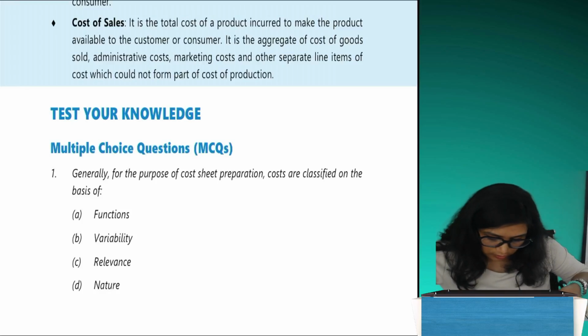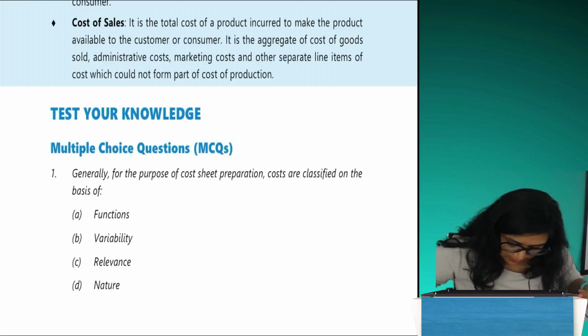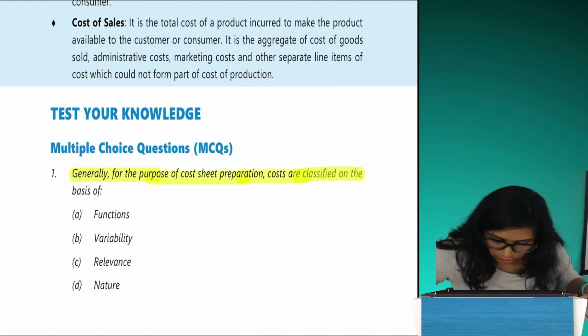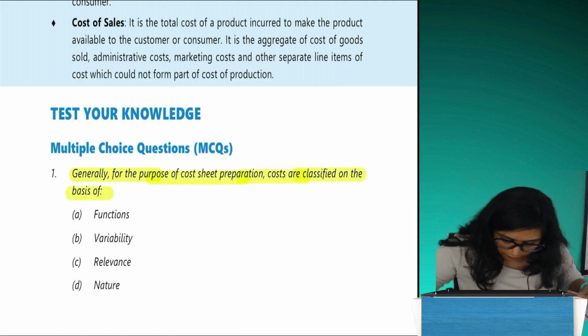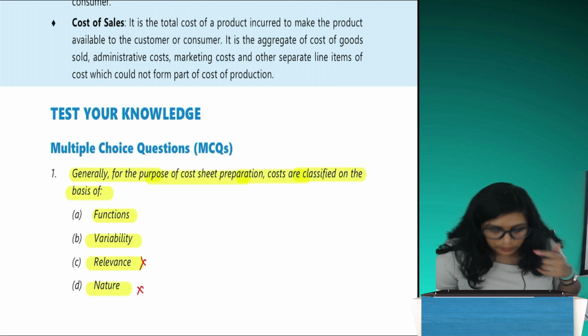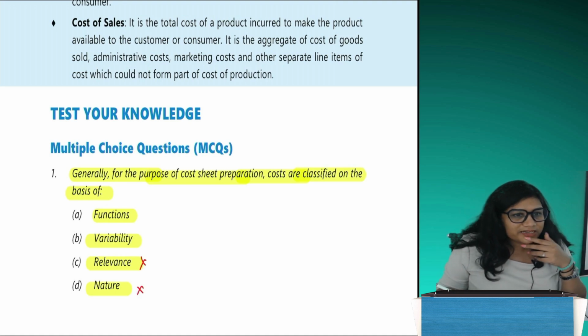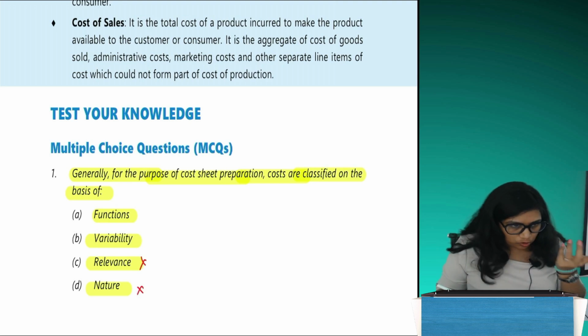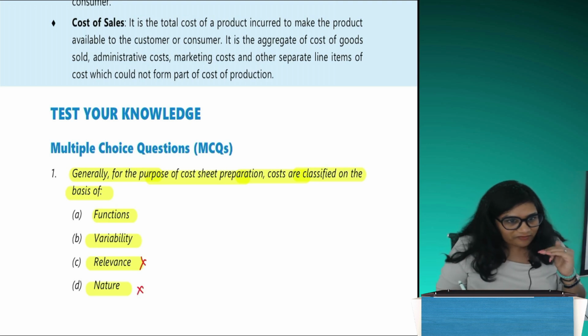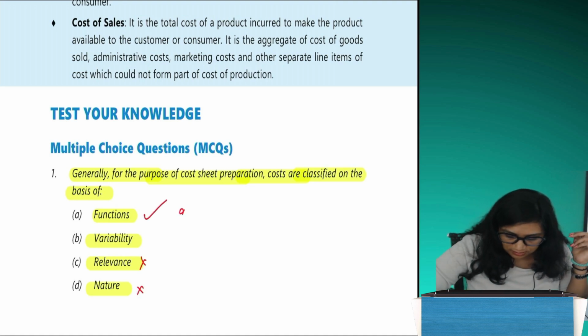Okay, so in the first case, generally for the purpose of cost sheet preparation, costs are classified on the basis of functions, variability, relevance, nature. You may get confused between functions and variability. Variability is your fixed cost, variable cost, and of course we use that also. But predominantly, what is the principle on the basis of which cost sheet is prepared? It is functions. We've discussed that AOH, FOH, SNDOH. So answer for this is A.